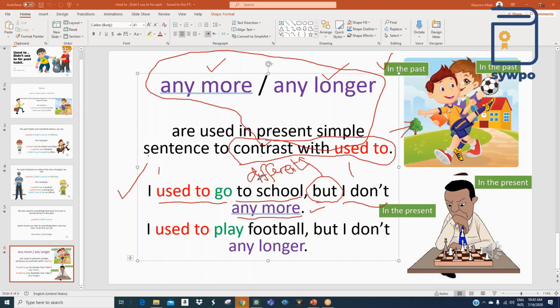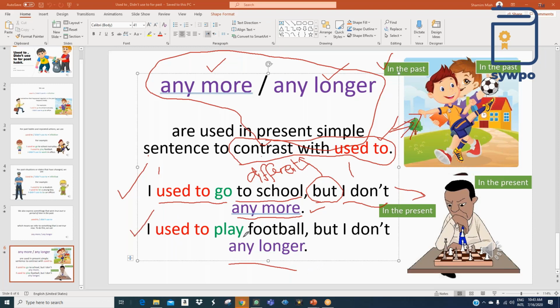I used to go to school. This is what I did in the past. Today I don't. I don't anymore. And this is my present. I'm staying home. I'm doing a lesson right now with you. So it's a different situation for me. So when you show a difference between past and present, you use the past tense, and in the present tense you use any more or any longer.